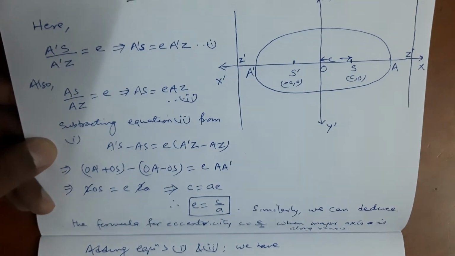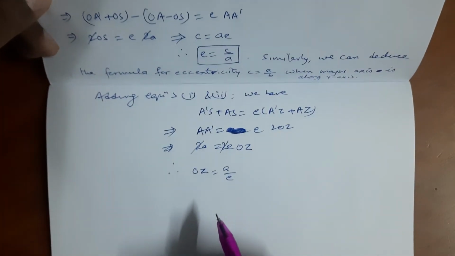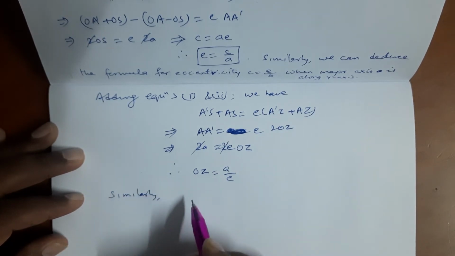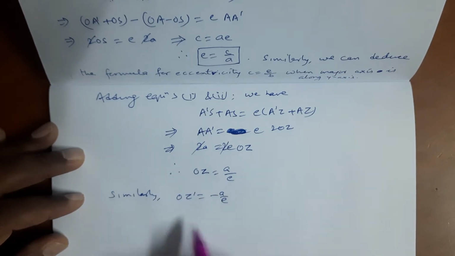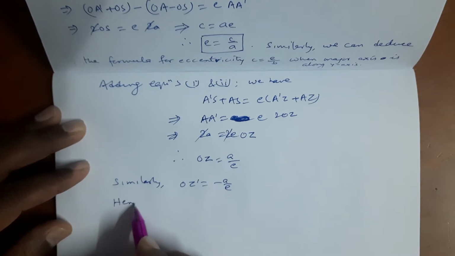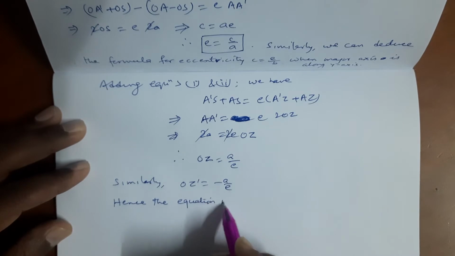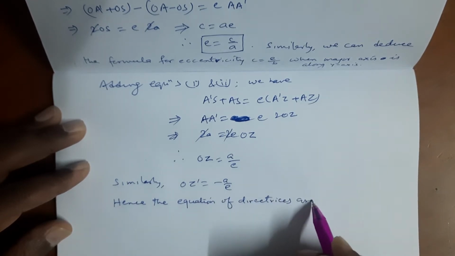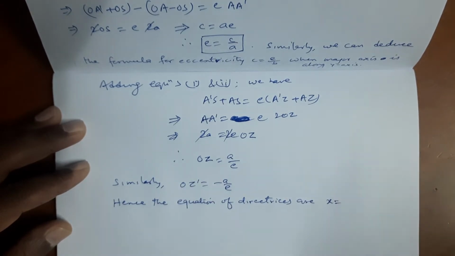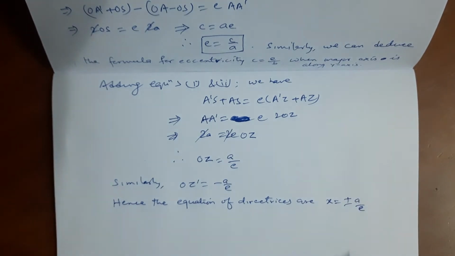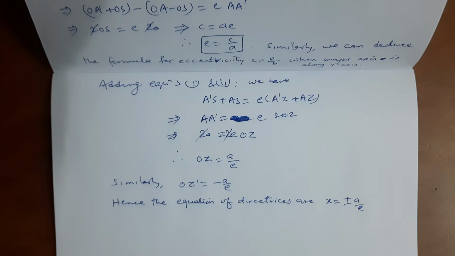Hence the equation of the directrices is, similarly, oz dash will be minus a over e. Hence the equation of the directrices are, this oz and oz dash both are x coordinates, so x equals plus minus a over e. Okay, these are the formula for the equation of the directrices of the ellipse. This way we can derive the equation of the directrices of the ellipse. Okay, so now let's solve some questions of the ellipse.